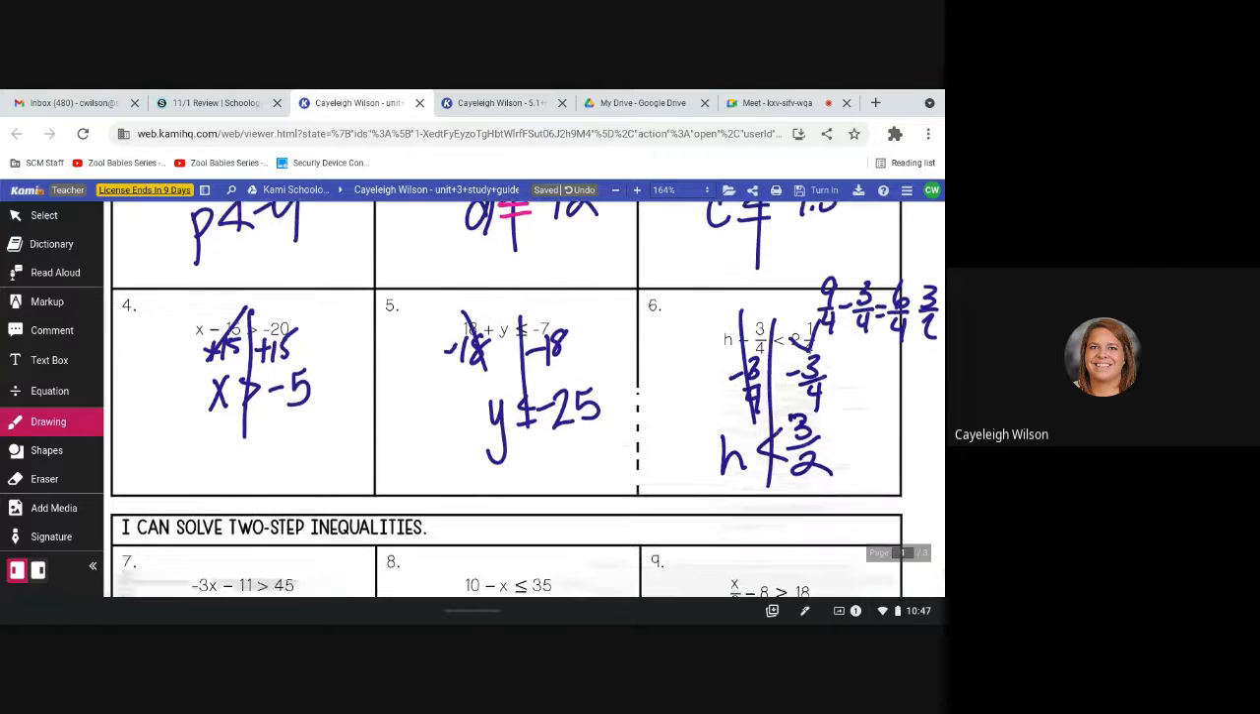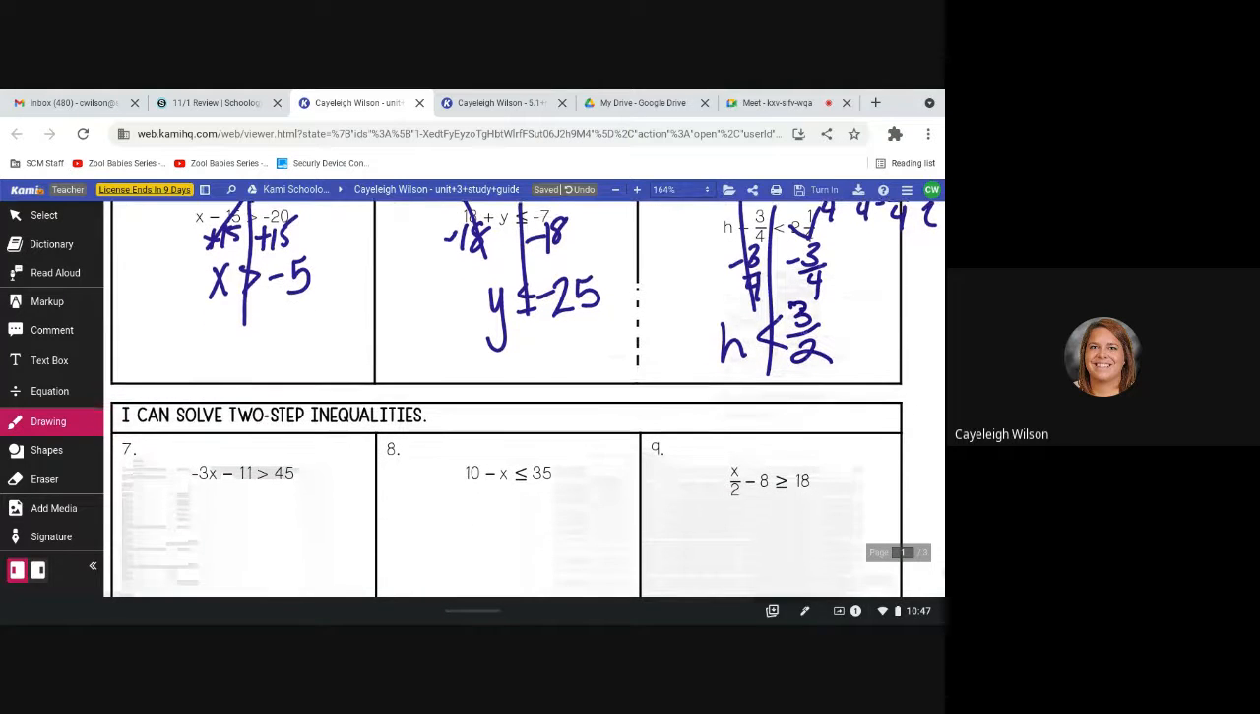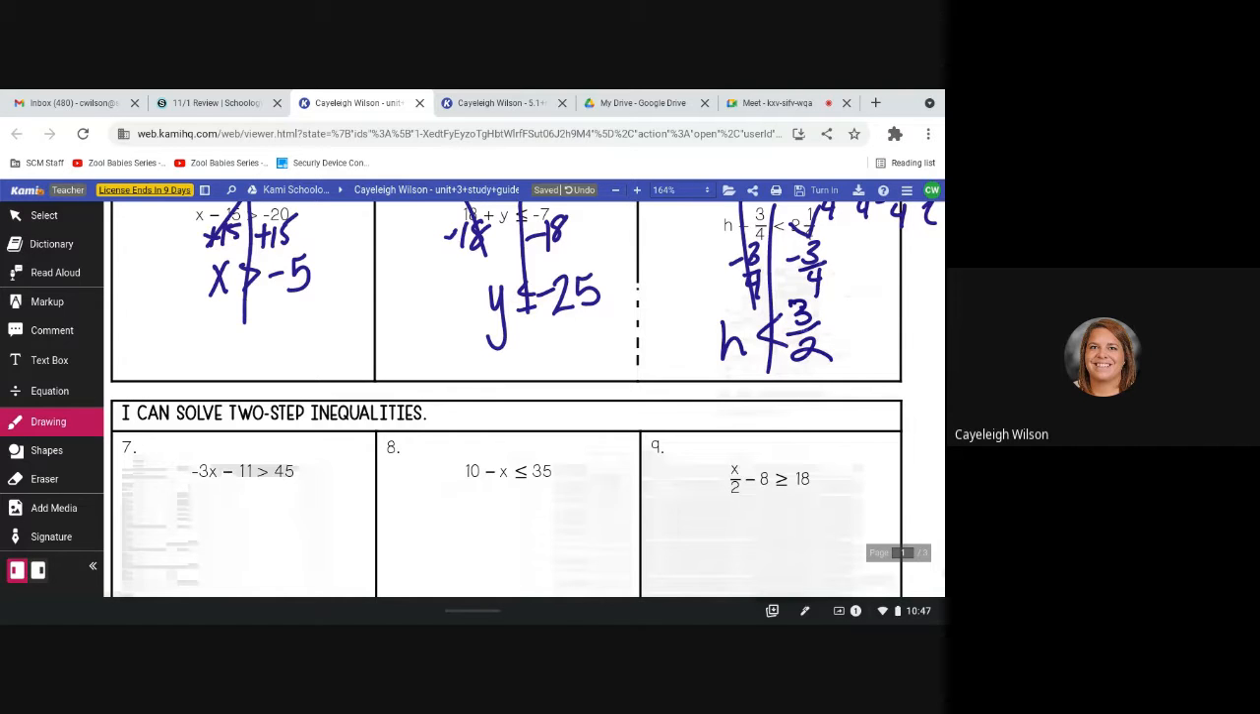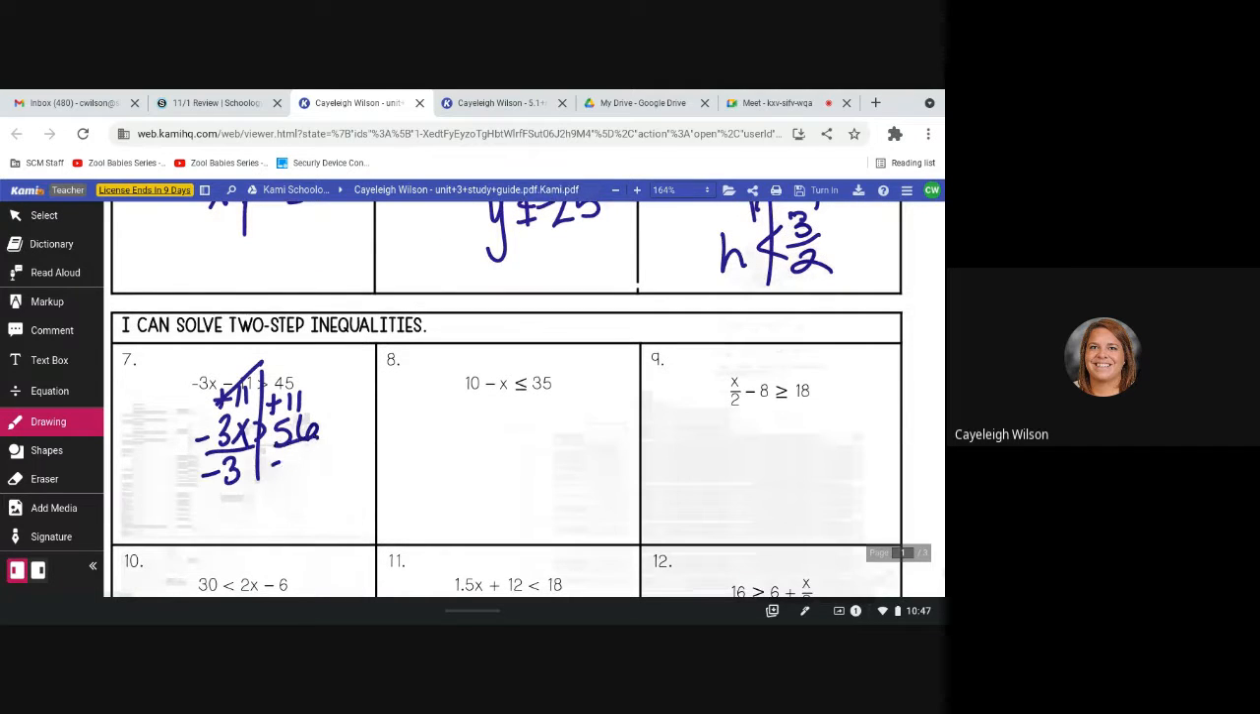Okay, so moving along here, which we should have checked a lot of these yesterday. And you can go back and watch this video if you need to. All right, on number 7, this is a 2-step. So I'm going to add 11 first, because I always undo the addition or the subtraction first. And then I'm going to divide by negative 3. Oh, Miss Wilson's dividing by a negative, so I'm flipping my sign. And 56 divided by negative 3, you can leave it as 56 over negative 3. You could make that negative 18 and 2/3, but negative 18.6 repeating is not a good answer because we don't do repeating decimals as answers.